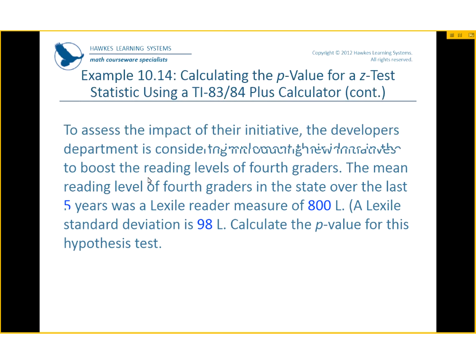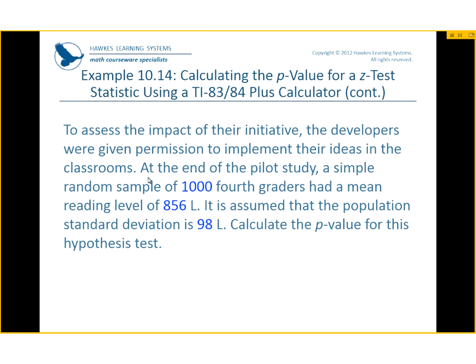To assess the impact of their initiatives, the developers were given permission to implement their ideas in the classroom. At the end of the pilot study, a simple random sample of 1,000 fourth graders had a mean reading level of 856. It's assumed that the population standard deviation is 98. Calculate the p-value for this hypothesis test.